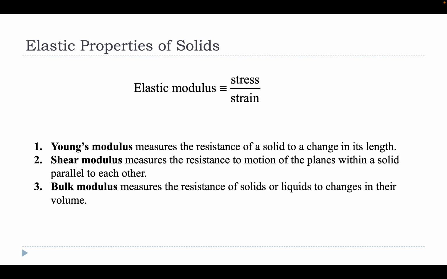And so we have three different types of moduli. You have Young's modulus, which measures the resistance of a solid object to change in its length. We have the shear modulus that measures the resistance to motion of the planes within a solid parallel to each other. So we'll see a picture of that. When you shear something, you're applying a force maybe to the top of it, and because of friction, it might bend in a certain way. And then we have the bulk modulus, which measures the resistance of a solid object or a liquid to change in volume. In this case, you're applying a force on all sides of an object and it causes the object to change shape all the way around in terms of its volume.